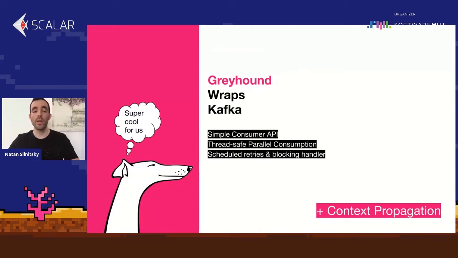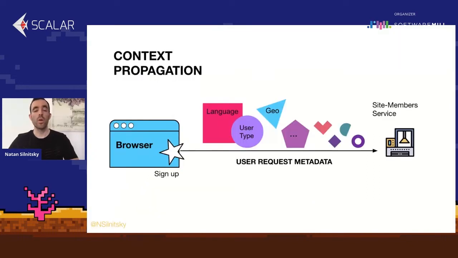Okay, cool. Another important thing I want to mention about Greyhound, which is very important for us at Wix, is its ability to do context propagation. What do I mean by that? We have a situation with a browser and a user, a site visitor for one of our Wix sites, that wants to sign up and be a member of the site.